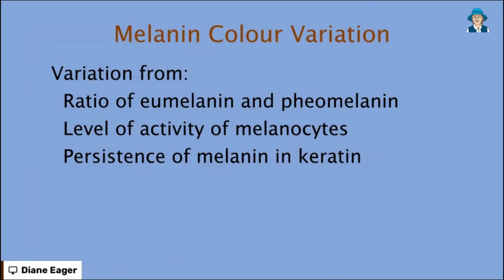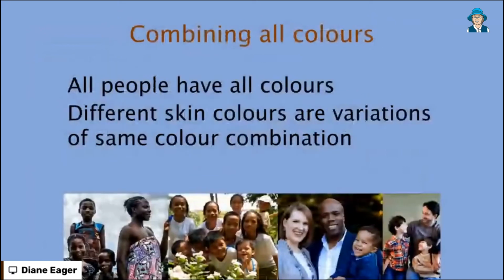Now, all of those things are controlled by different genes and by different chemical signals from the rest of your body. And so that's why it's not a simplistic thing to say that some people are red, yellow, black, or white. They are actually combinations of all three. But we do have distinctive color combinations.